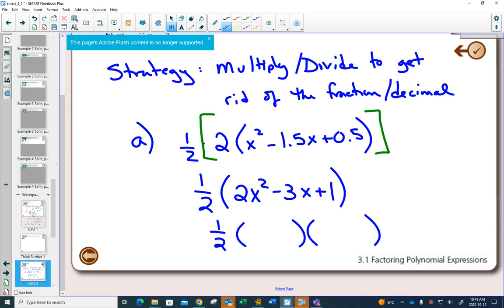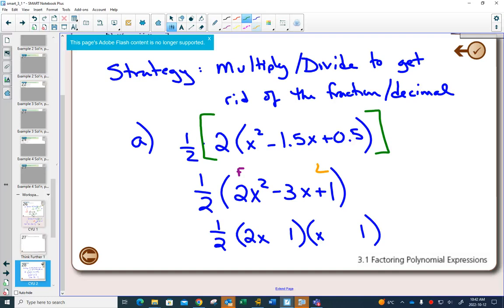Again, I'll color code things. I hope you're starting to get the hang of this factoring. If my first one's 2x squared, the only possibility for my first ones is 2x and x. If my last one is a 1, oh, that's nice. There's only one possibility, so I don't even have to think. It has to be 1 and 1.